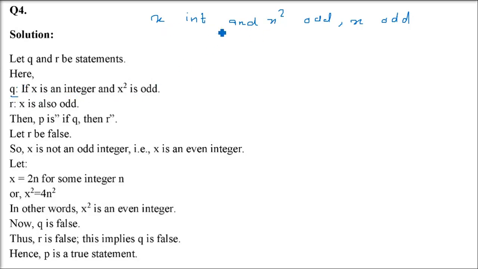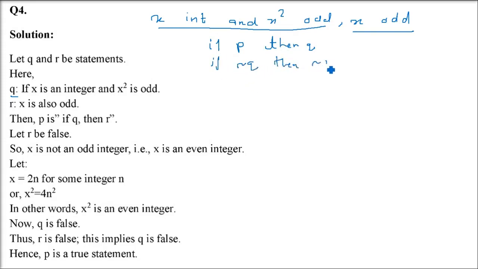We'll divide it into two parts. If X is an integer and X square is odd, this is our first statement. Let us assume it to be Q, and R as X is also odd. Now for the contrapositive, if not R, then not Q we are going to prove. Or you can say if not Q, then not P. This is how contrapositive works.